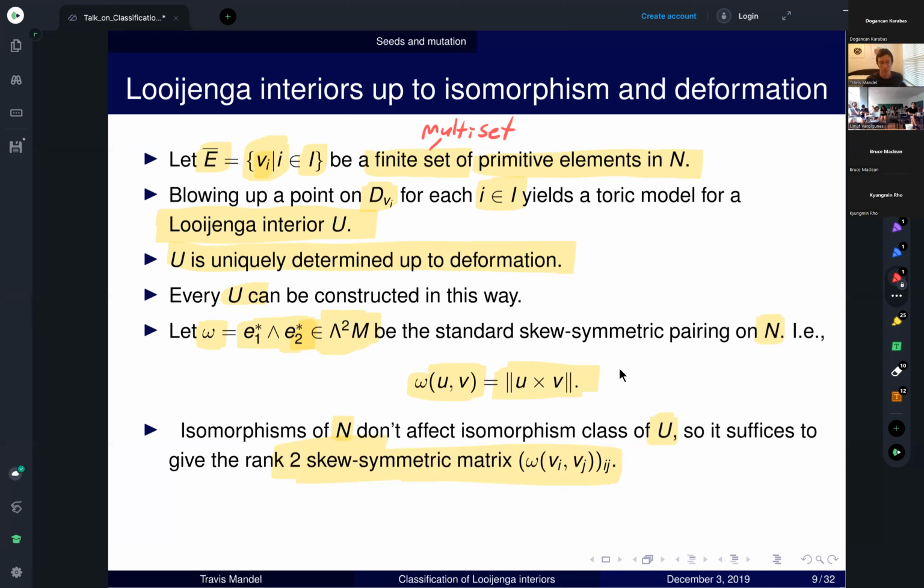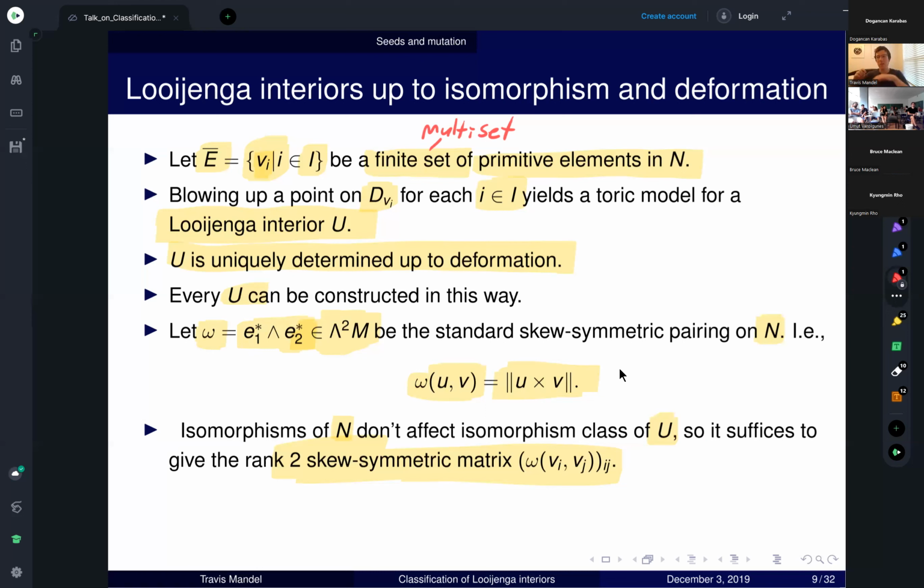So I'll talk about blowups and mutations in a bit. I can come back then and explain the subtle difference, but it's true that it gives you essentially the same Looijenga interior as if you keep the VIs separate. Technically, the way you should view it is if you have something of index k, then you're doing an order k non-toric blowup, so blowing up a reduced point. And that's almost the same as blowing up k points, or blowing up the same point k times.